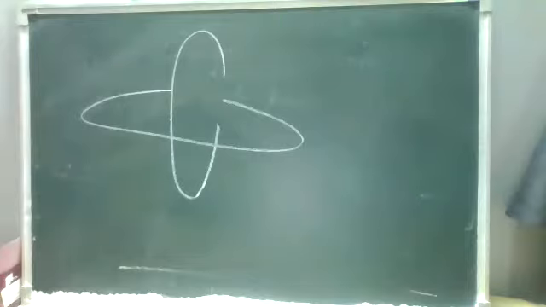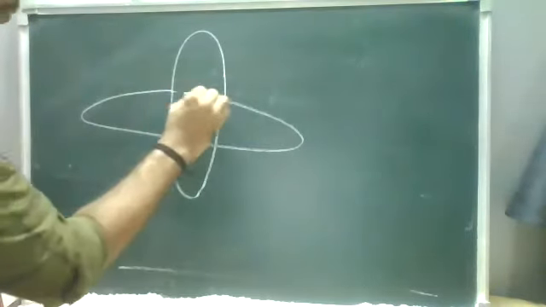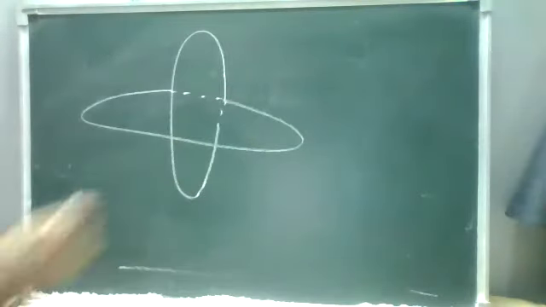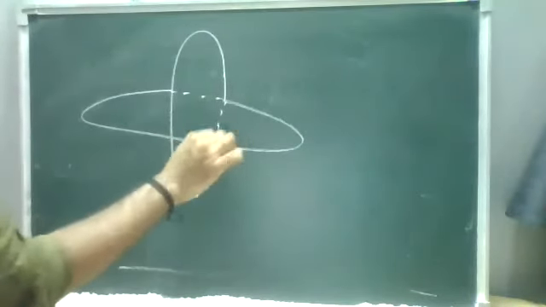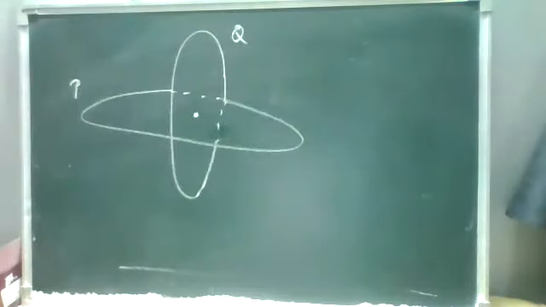So there are two circles like this. These two circles are sharing the common center. This is P and this is Q. Find the magnitude and direction of the net magnetic field at the common center of the two coils.